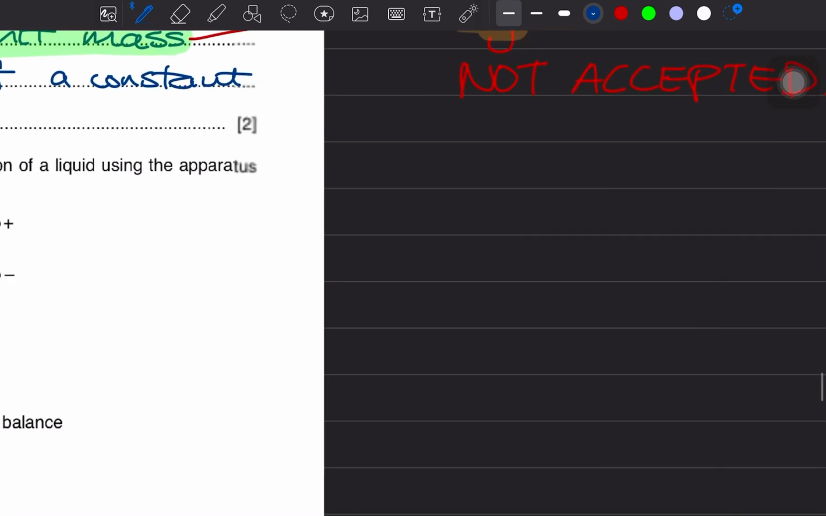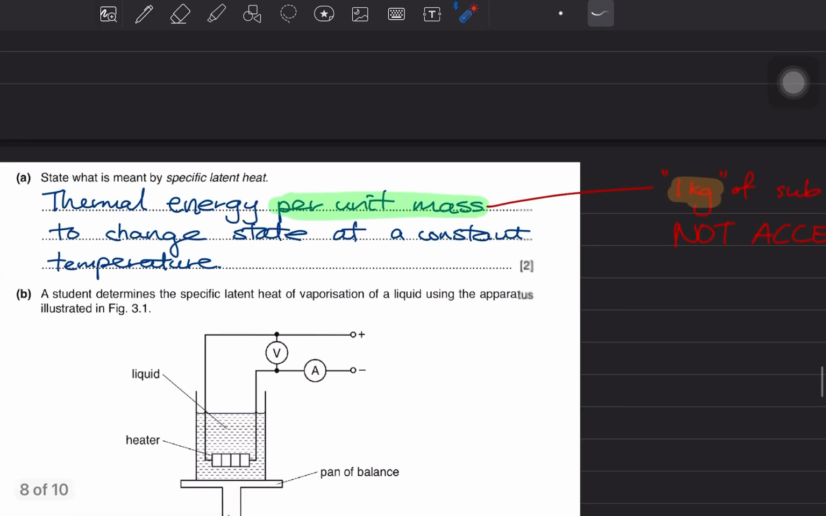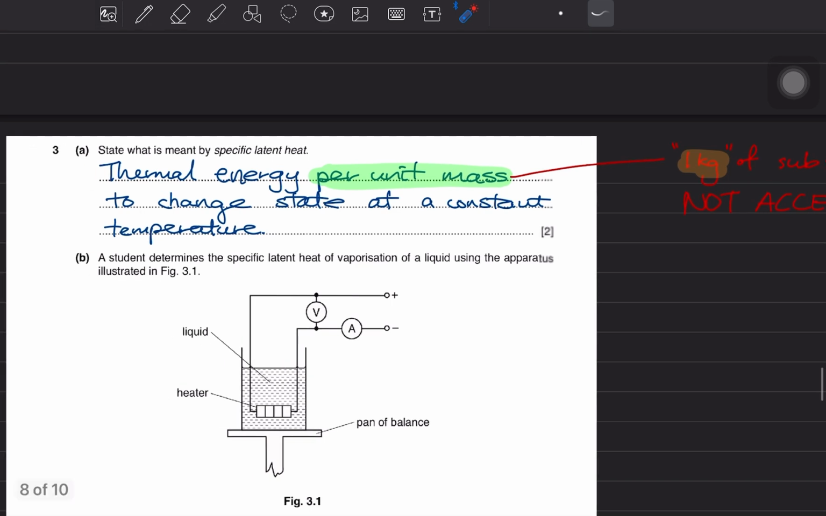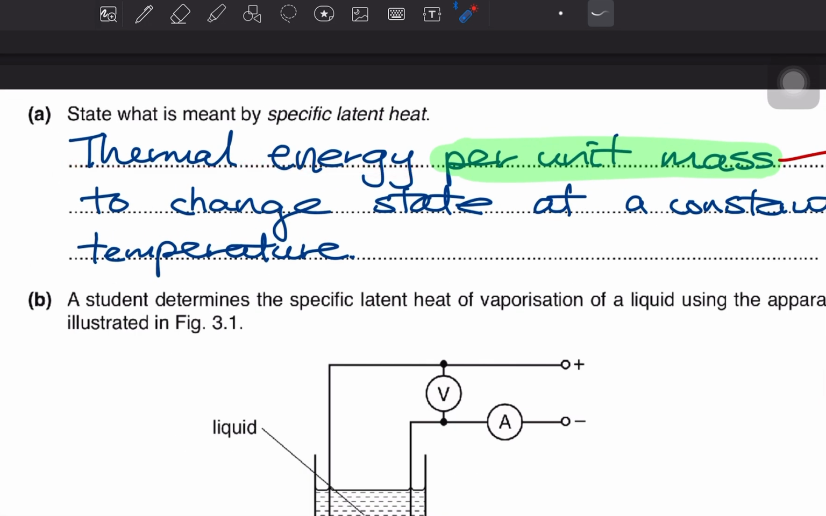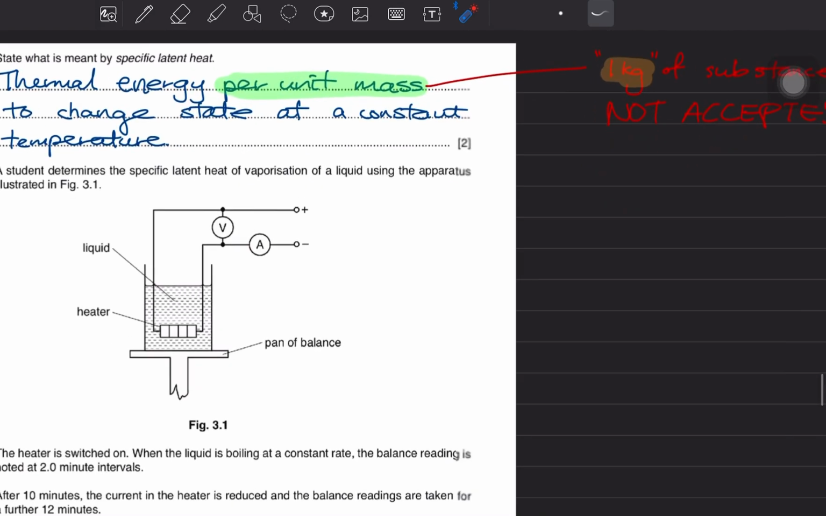And apparently the word 1 kg is not accepted. So this is something to be careful of. And also instead of thermal energy, I guess you can also write heat transfer. So you can write heat transfer per unit mass to change the physical state of a substance at a constant temperature. Okay, so moving on.